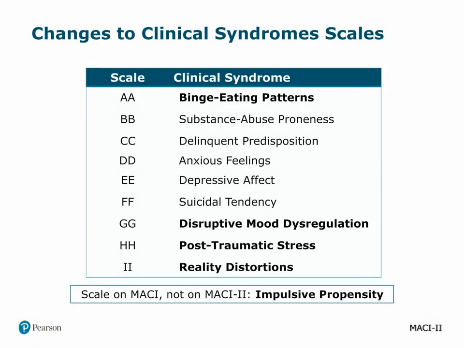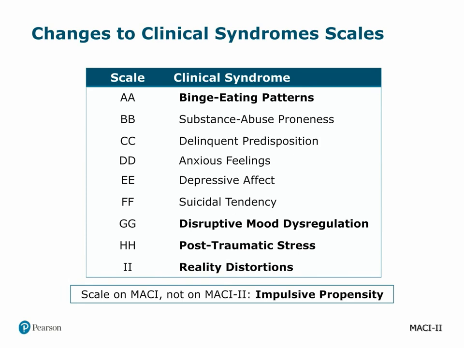The MACI-II includes 9 scales that assess acute and transient clinical syndromes. The clinical syndromes, such as anxious feelings and depressive affect, are usually the initial focus of treatment. They stand out as relatively dramatic and notable behavior, thought, and/or feeling patterns that call attention to the person as one who requires professional help.